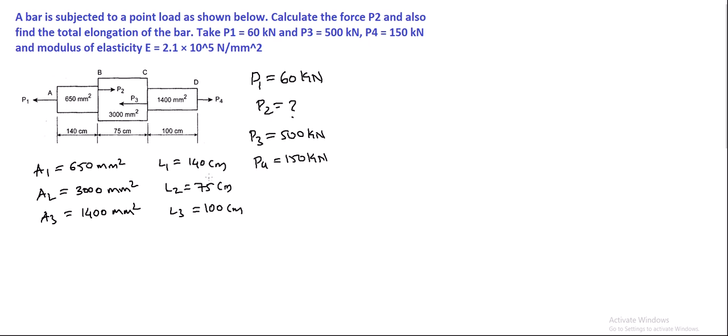Here we need to convert all these values from centimeter to mm, since area is given in mm. And now the Young's modulus they have given as E equal to 2.1 times 10 to the power 5 Newton per mm square. This is the Young's modulus value which is given. So now our aim is to get the value of P2.